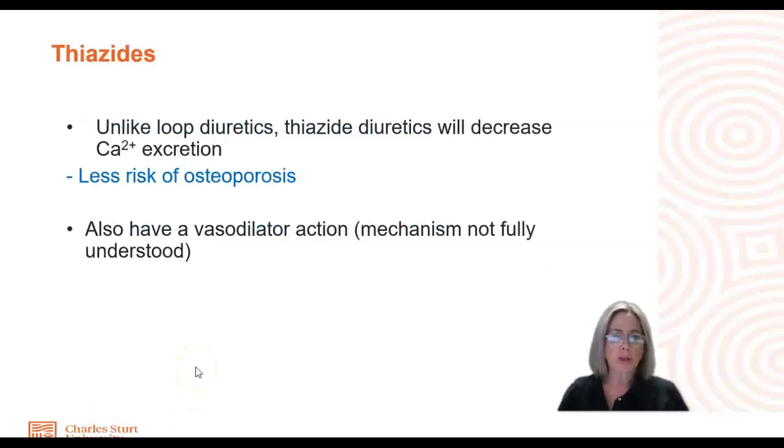There is a difference between the thiazides and the loop diuretics in terms of calcium excretion. Unlike the loop diuretics, the thiazide diuretics will decrease calcium excretion. So there's much less of a risk of osteoporosis with a thiazide compared to a loop diuretic. In fact, the thiazides seem to upregulate a sodium-calcium exchange pump, and that's why you get less calcium excretion. They also have a vasodilatory action, and the mechanism of that is not fully understood. But if they cause blood vessels to vasodilate, that will also cause a decrease in blood pressure.